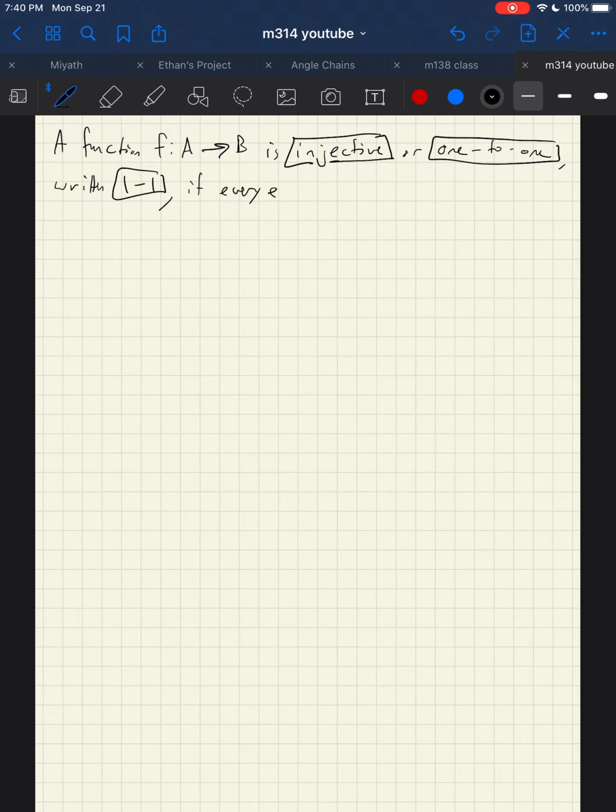If every element in the range is associated to a unique element in the domain. That is to say, if no two inputs have the same output. So we know for something to be a function, each input has to have exactly one output. Now we're saying this is a special type of function where each output has exactly one input, right? We don't have two things mapping to the same output.